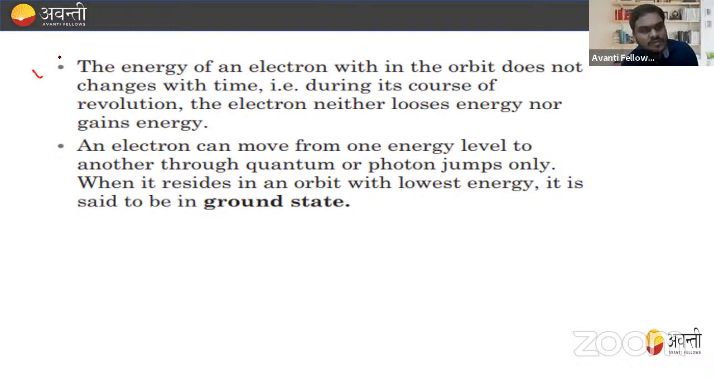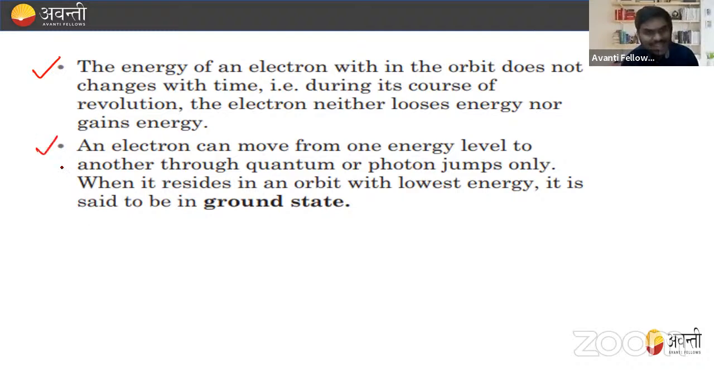Now this point is very, very important. The energy of an electron within an orbit does not change with time, right? The energy of an electron within the orbit does not change with time. During the course of revolution, the electron neither loses energy nor gains energy. This is the limitation of Rutherford actually. Rutherford does not tell this point, whether the energy decreases and how energy increases. So in the Bohr model, it is clearly mentioned that the energy of an electron within the orbit does not change with time during the course of revolution. Why? Because the electron neither loses energy nor gains energy.